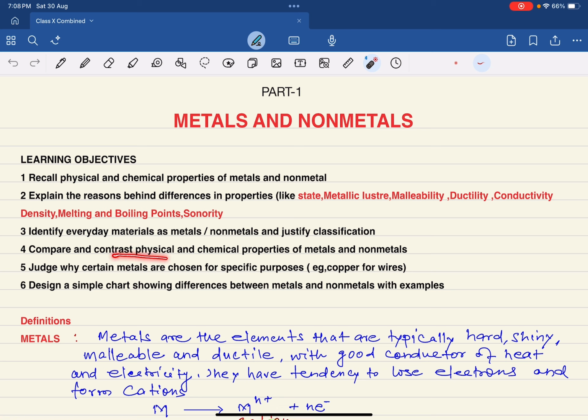Compare and contrast physical and chemical properties of metals and non-metals. Judge why certain metals are chosen for a specific process. For example, copper for wire. Design a simple chart showing a difference between metals and non-metals with example. This one is very important for the preparation of examination.